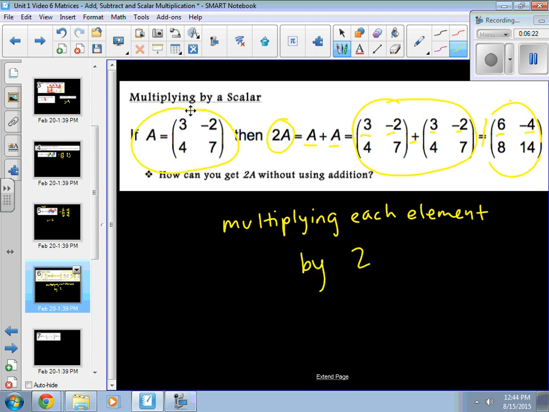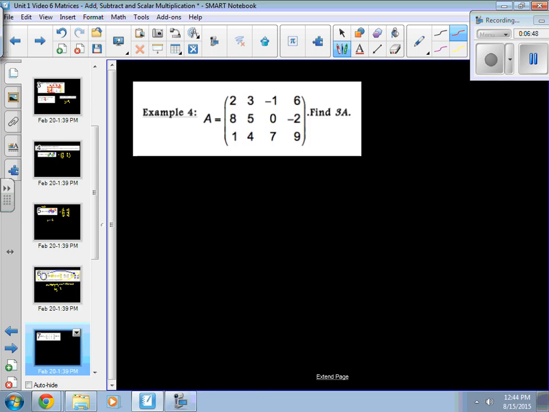So if we just multiply each element in this matrix by 2, you would get the same answer as we got over here. 3 times 2 is 6, 2 times negative 2 is negative 4, 4 times 2 is 8, and 7 times 2 is 14. So multiple adding or multiple subtracting is the same as multiplying a matrix by a scalar. Let's try some multiplication here.